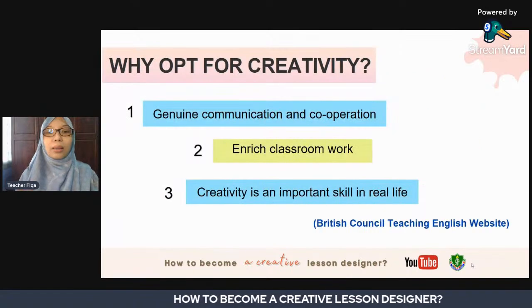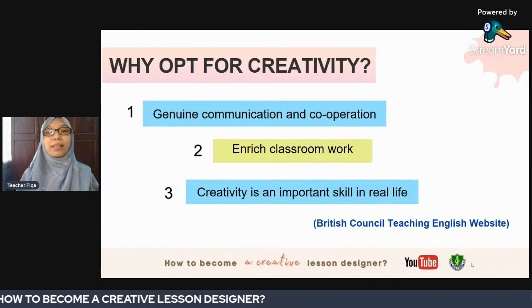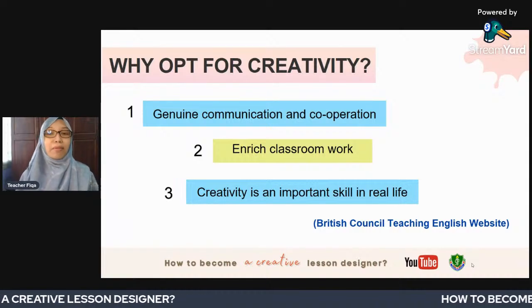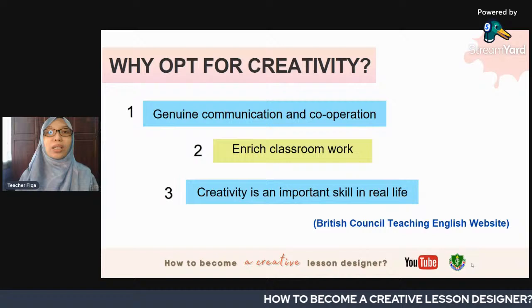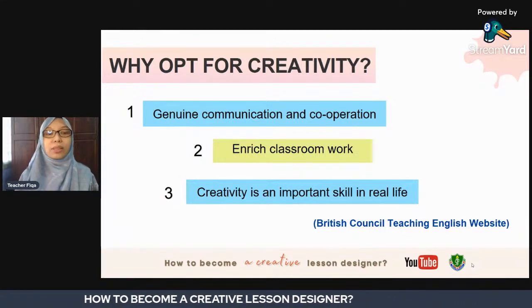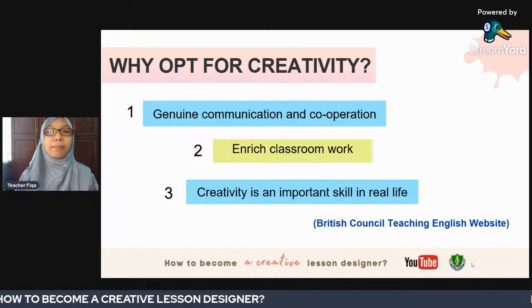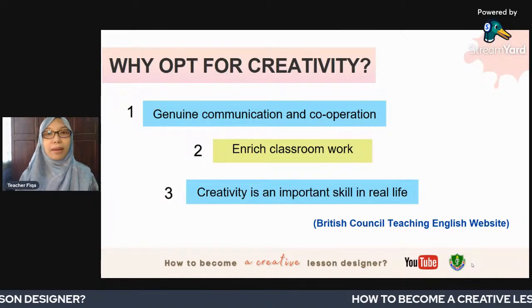Okay, I know some of you may wonder, do we really need to design a creative lesson? Why don't we just prepare them for exam, right? Because SPM is everything and we need to juggle with the non-teaching work as well. But as stated in British Council Teaching English website, it is believed that when we create creative lesson, it can lead to various benefits.